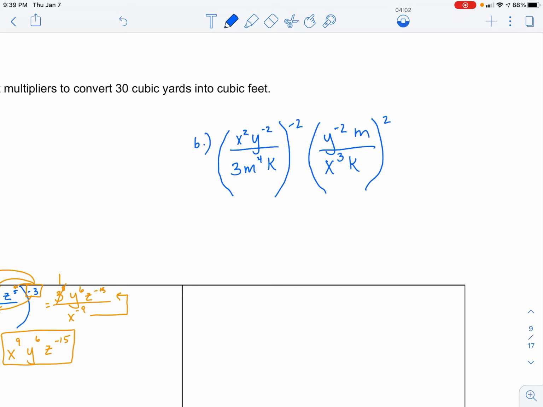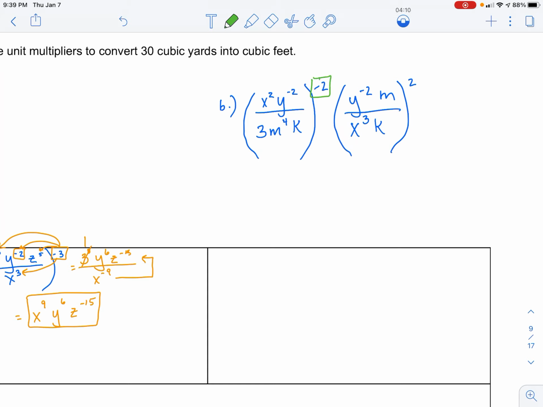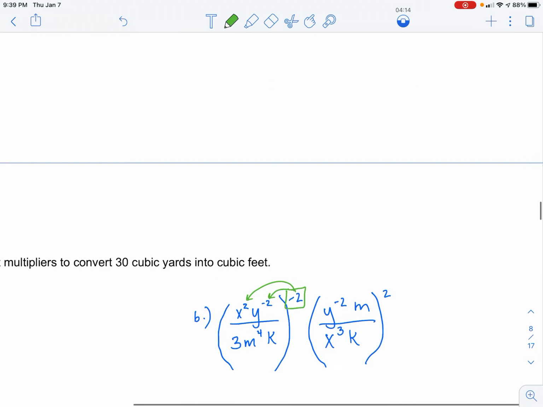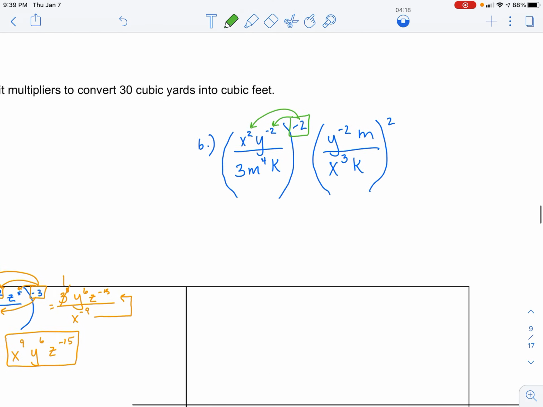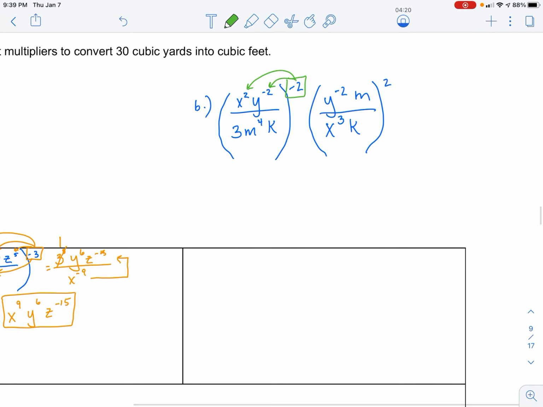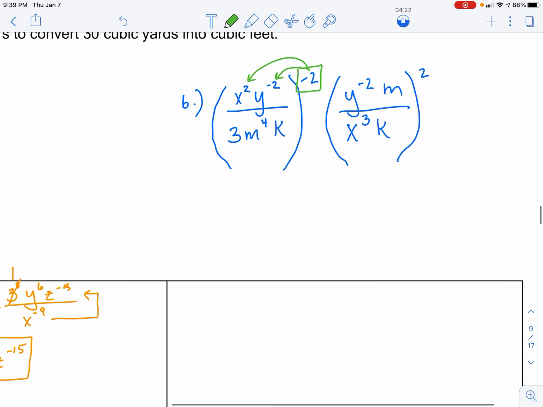Okay, so we're going to handle this one exactly like we just did the problem to the left. We're going to take the exponent out here of negative 2 and multiply it with every exponent on the inside, including those that are in the denominator. I'm sorry, did that make your eyes batty? It did mine. Okay, so let's handle what I just drew arrows to.